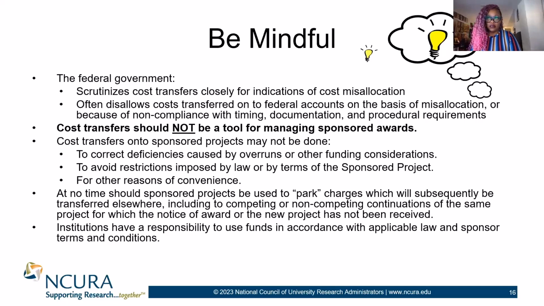If you're putting cost transfers onto a sponsor project, you should not be using that to, again, correct a deficiency caused by overruns. So just because you have a balance on one account and you're overspent on another, even if it's the same agency, it's not allowable to just move those costs if they don't benefit the award that they're going to, or they're not in the budget. And there are plenty of financial considerations around that.